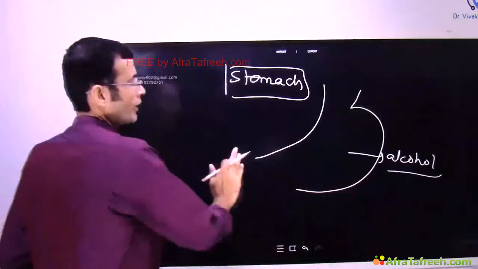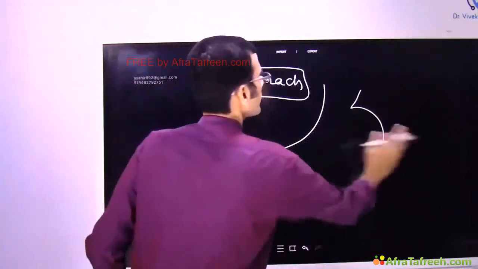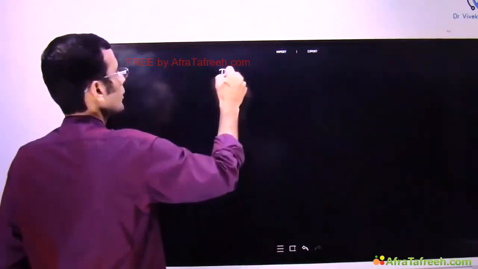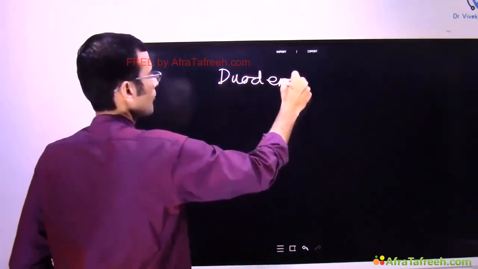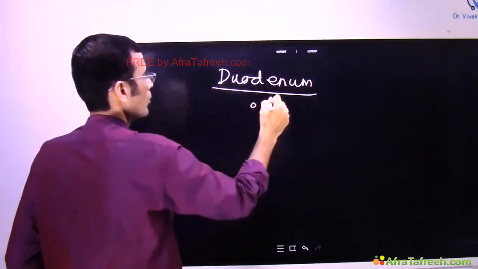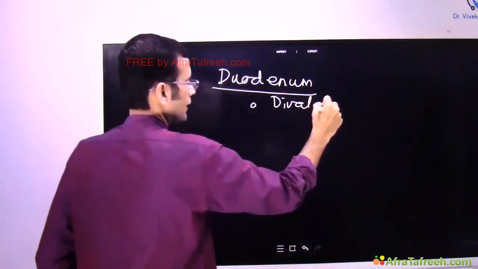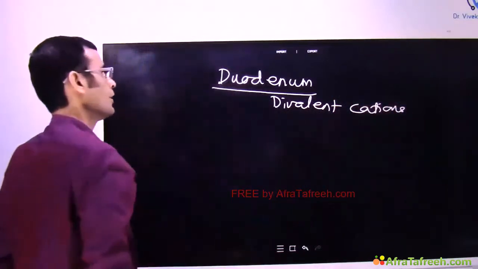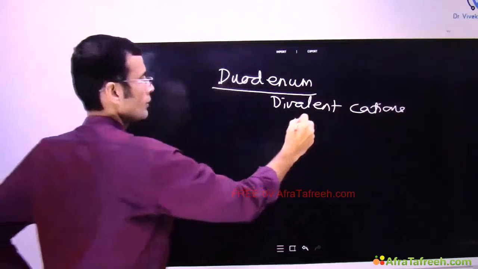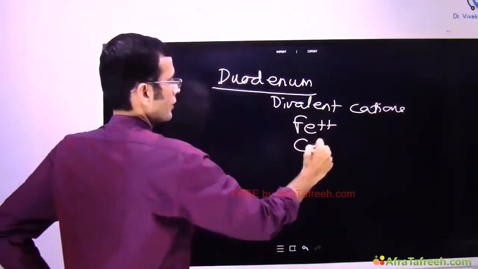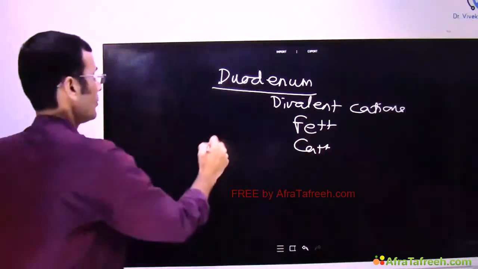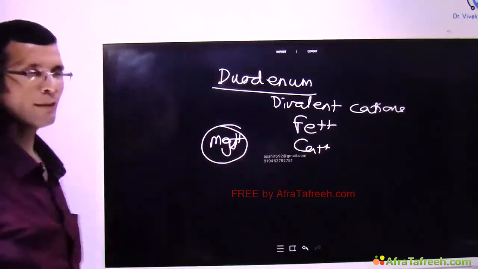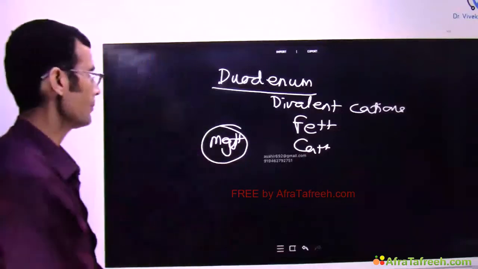Well, but we are concerned with absorption of nutrients. Alcohol is absorbed from the stomach. Next, duodenum. What all things are absorbed from the duodenum? Most of the divalent cations are absorbed from the duodenum. So, iron, calcium, except magnesium, because magnesium is absorbed from the ileum. Otherwise, divalent cations are absorbed from the duodenum.